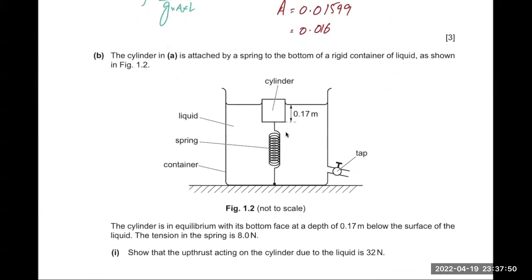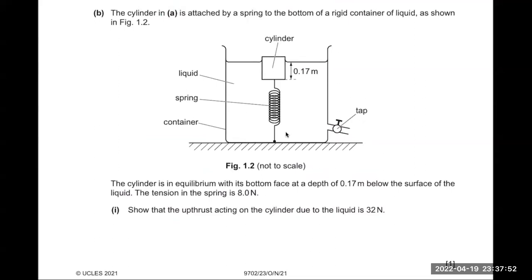Part B of the question says, the cylinder in A is attached by a spring to the bottom of a rigid container of a liquid as shown. The cylinder is in equilibrium with its bottom face at a depth of 0.17 meters below the surface of the liquid. The tension in the spring is 8 newtons. Show that the upthrust acting on the cylinder due to the liquid is 32 newtons. Show that the upthrust is equal to 32 newtons.